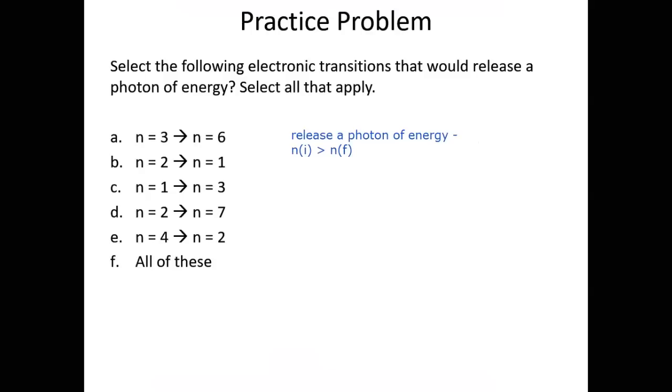So is 3 greater than 6? No. So that wouldn't be it. Is 2 greater than 1? Yes. Is 1 greater than 3? No. 2 greater than 7? No. 4 greater than 2? Yes. So the two correct choices would be B and E. Because again, the n initial is greater than n final. Energy will be released.